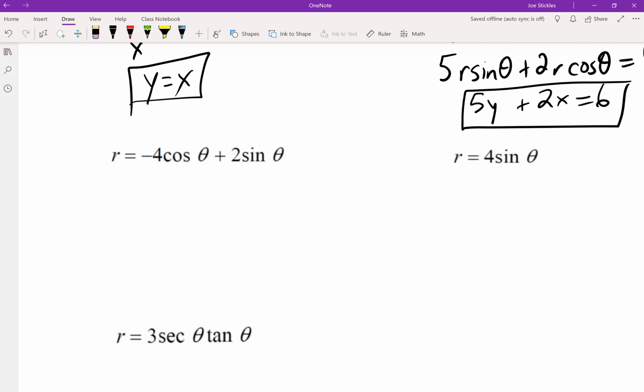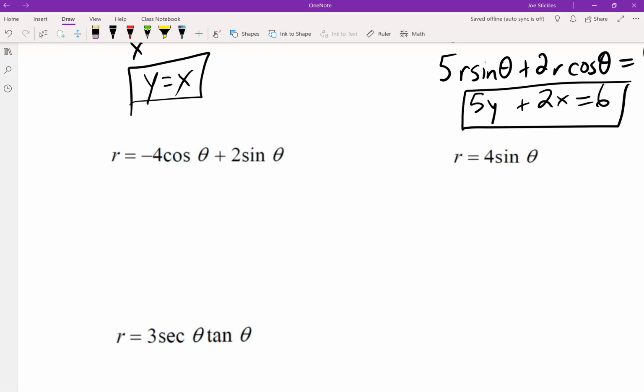Well, how else can I get an r squared, though? Because I love that conversion formula, r squared equals x squared plus y squared. It's a great conversion formula. Love to use it when I can. So I'd like to be able to see an r squared if I can. However, I really, really don't want to square both sides because that right side will be a mess.